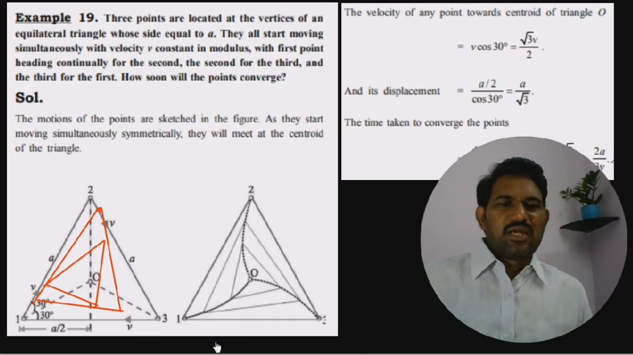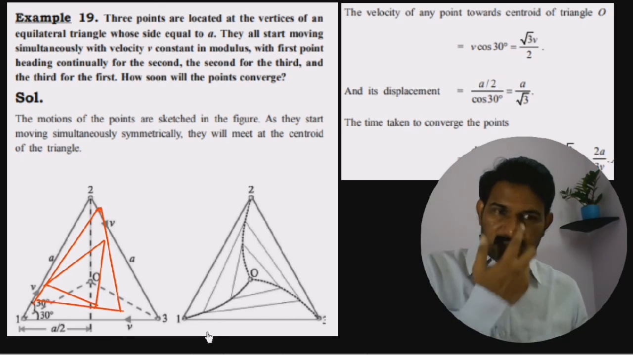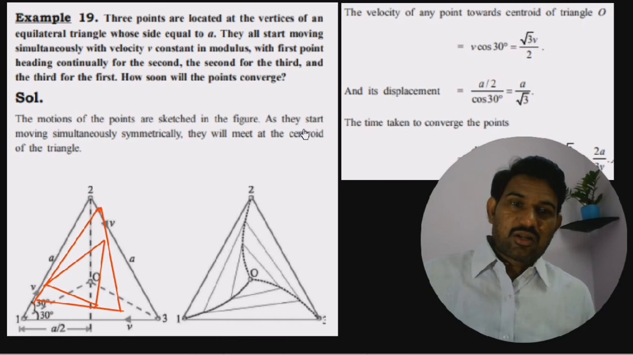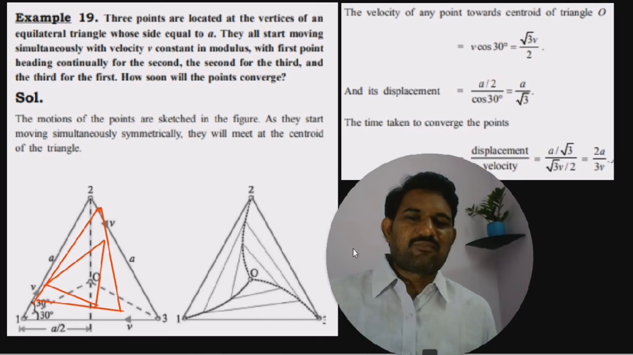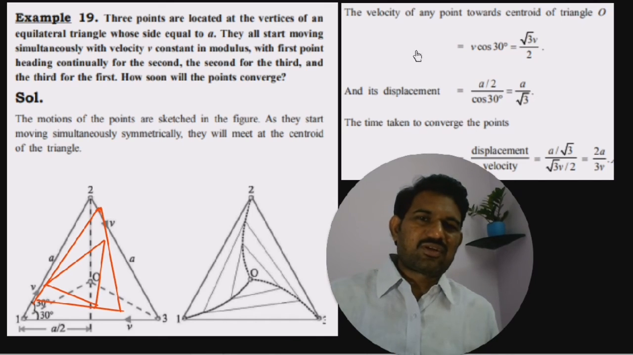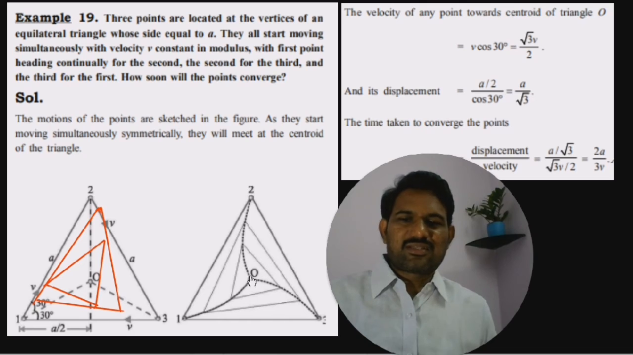Now actually this type of problem you can solve in two ways. By using the relative velocity concept you can solve, or by using the other method. Here I will explain by the relative velocity method also. Let us see how to solve this by the first method here. The first method we are taking is that all the particles are converging at the center of this given figure.